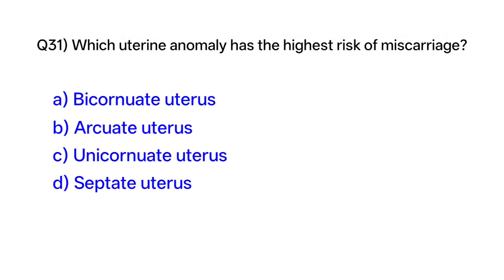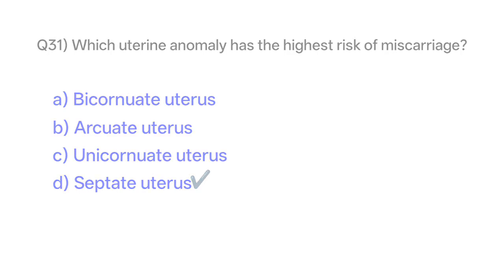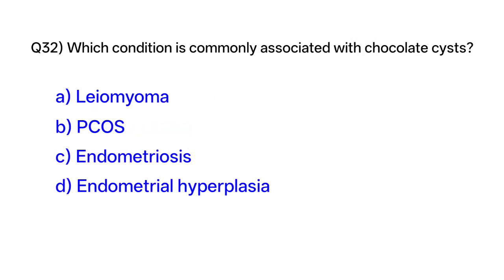Question number 31. Which uterine anomaly has the highest risk of miscarriage? The correct option is D. Septate uterus. Question number 32. Which condition is commonly associated with chocolate cyst? The correct option is B. Endometriosis.